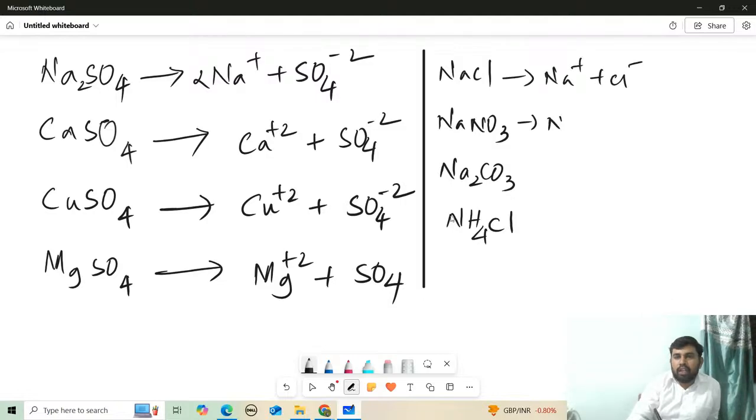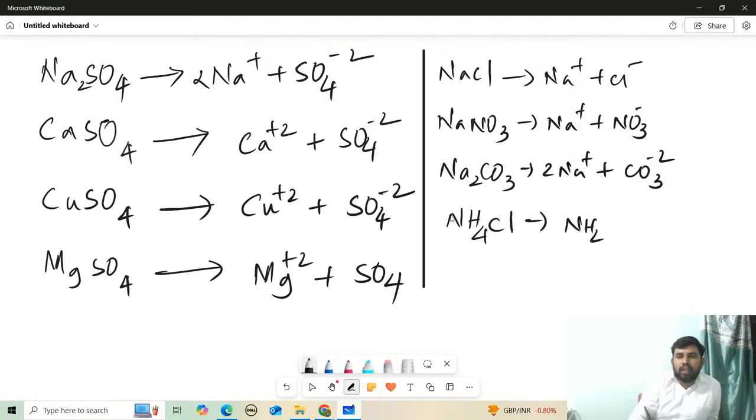Similarly, again Na plus ion and NO3 minus ion, the nitrate ion. Similarly, it has 2 Na plus ions and CO3 minus 2 ion. Similarly, it contains the ammonium ion, NH4 plus, and Cl minus ion. Now, what is the common thing here?